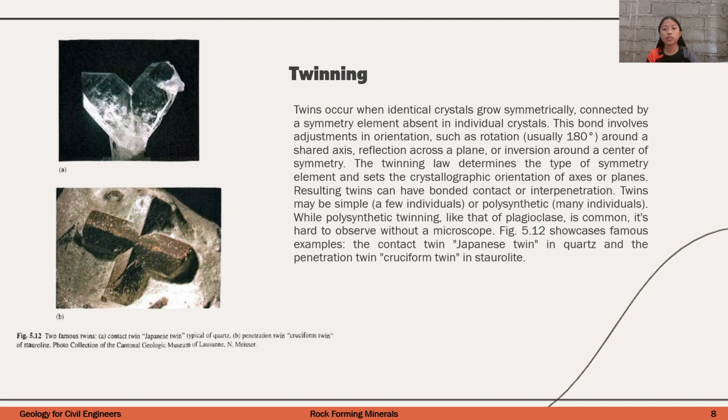So, ang twins, nangyayari siya kapag ang dalawang identical crystal nagro-grow together in a specific way. Just like sa example figure na ito, yung Japanese twin, two quartz crystals joined along a shared face, with one crystal turned 180 degrees around an axis. Ito, 180 degrees. That's perpendicular to the face. That's why nagki-create siya ng V shape. As you can see, nag-create siya V shape.